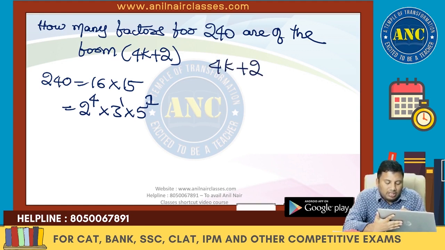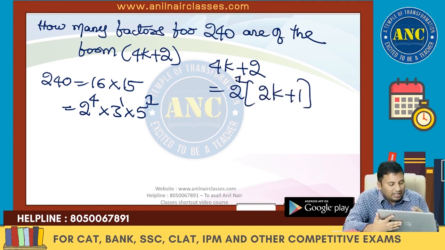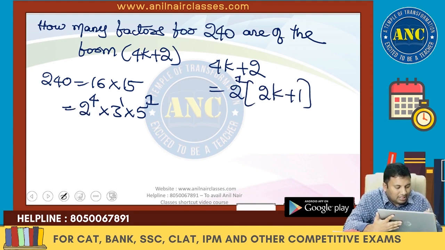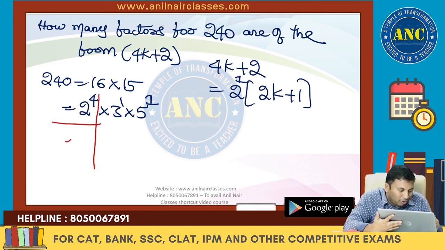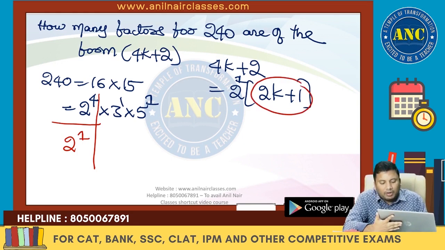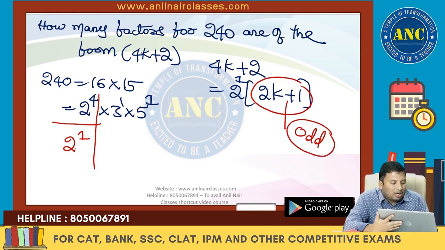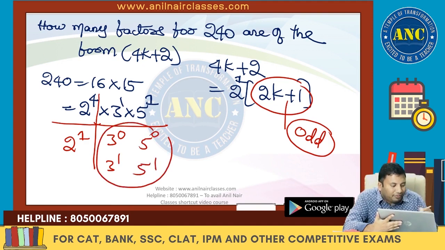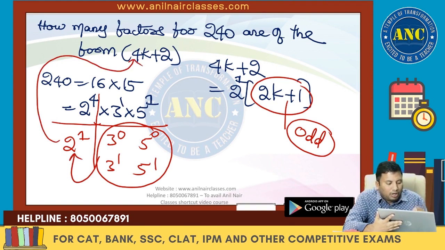4k plus 2 is nothing but, Harita, for you, 2 into (2k plus 1). The power of 2 is fixed here. So in 2 power 4, I should fix 2 power 1. The remaining is 2k plus 1, which is nothing but an odd factor: 3 power 0, 3 power 1, 5 power 0, 5 power 1. These odd factors get multiplied by 2 and give you 4k plus 2.